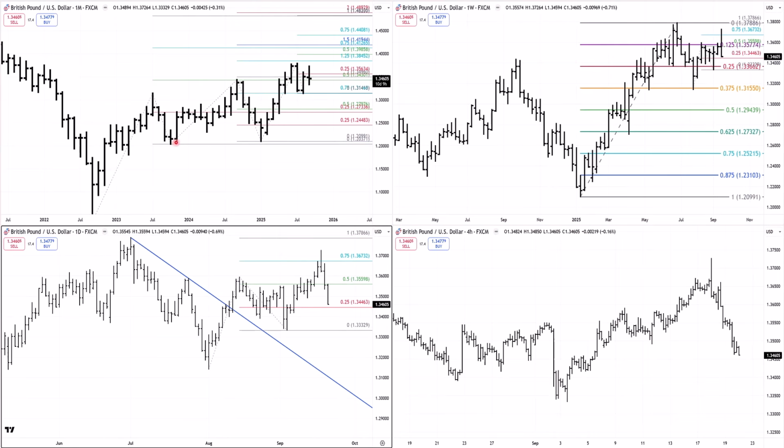Let's move on now to the British pound US dollar. This one's a little bit clearer. You can see on the monthly chart on this bigger swing, we repeated this previous large range.